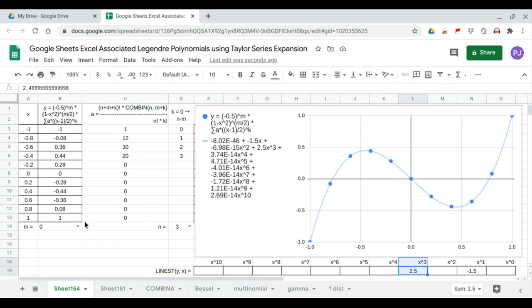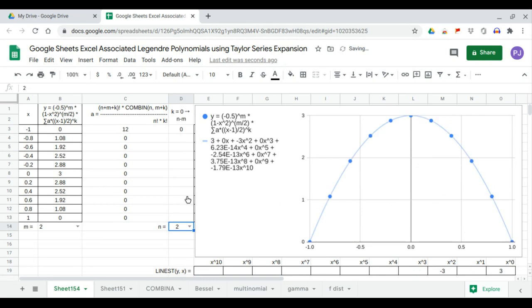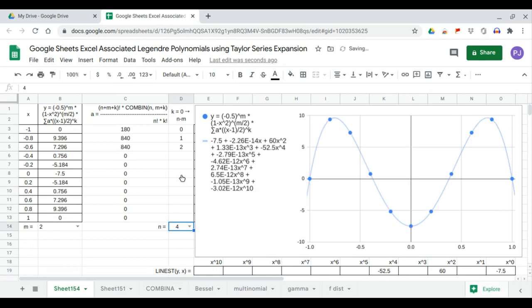We continue with m equals 2. So at n equals 2, our value for y is 3 minus 3x squared. At n equals 3, the polynomial will be 15x minus 15x cubed. At n equals 4, our polynomial y will be minus 7.5 plus 60x squared minus 52x to the 4.